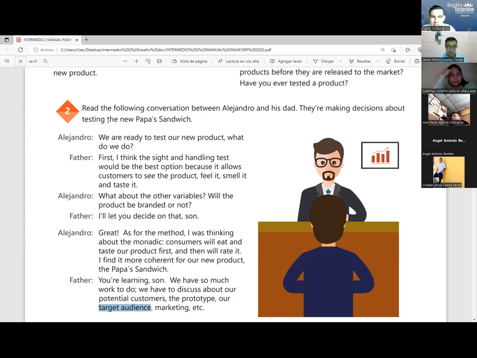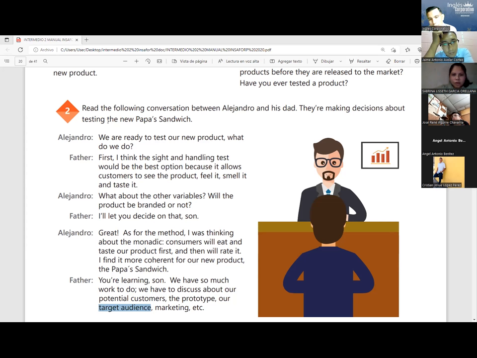And the last two volunteers for Alejandro and the father. Me, teacher. Sabrina, please. Thank you. Who would you like to be, Alejandro or the father? Alejandro. Okay, another volunteer for the father. Me. All right, thank you. Let's start. 3, 2, 1, action.